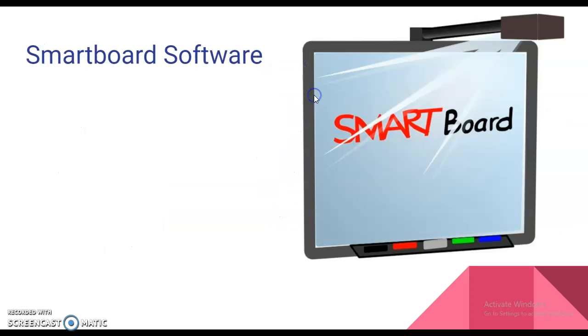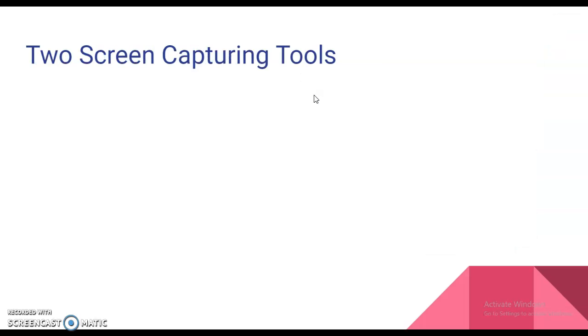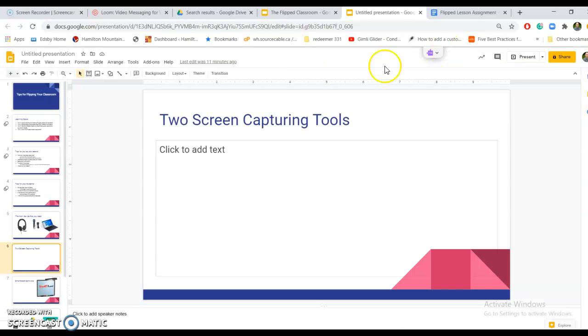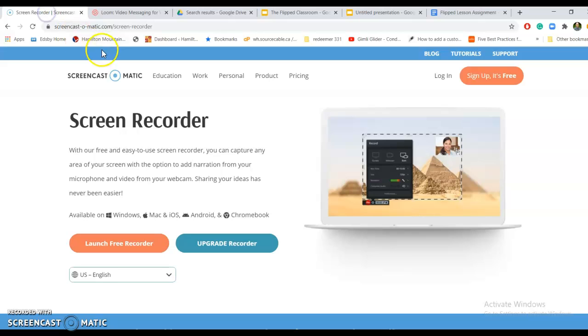Two screen capturing tools that I want to look at. Let me go back. I want to look at Screencast-O-Matic. That's the one that I'm currently using. The free version lets you do a 15-minute video, which is more than long enough. I don't think your video should be longer than 5 or 10 minutes for each lesson. And if you're trying to put in 2 or 3 concepts, then I would suggest making a couple of videos.